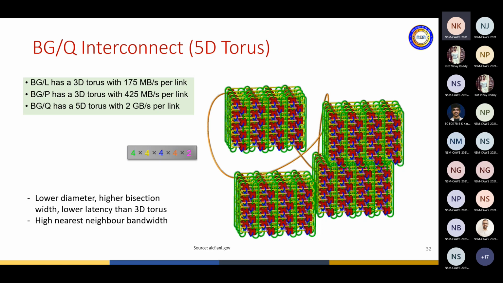So the higher the bisection width of a supercomputer, there's more chance that you will encounter lesser delay, because you have more paths. In some sense, you have more paths from one section of the system to another section of the system. So this is a simple way of stating the essence of why a higher bisection width is important. Okay. And the last point mentioned here is high nearest neighbor bandwidth.